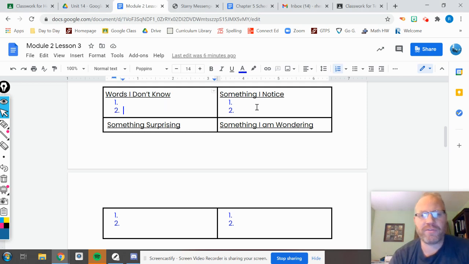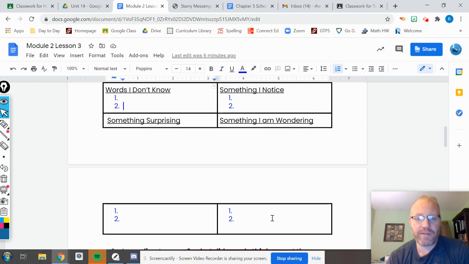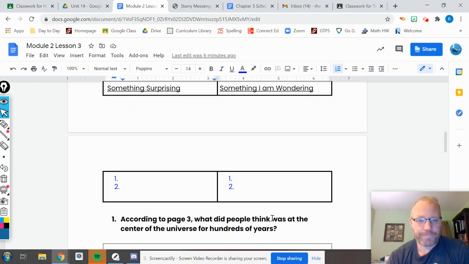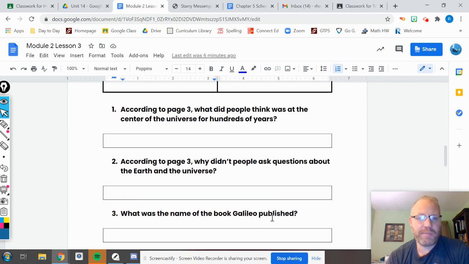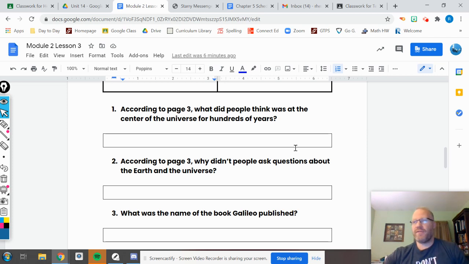What did you notice from the story? What was surprising from the story? And what were you wondering when you were hearing the story? According to page 3, what did people think was at the center of the universe for hundreds of years?